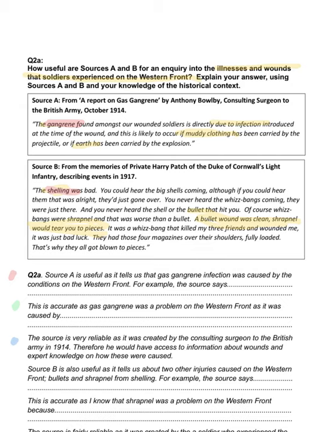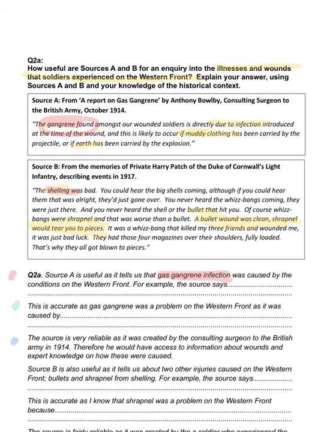So the first bit, we've identified for source A that it tells us that gas gangrene infection was caused by the conditions on the Western Front. So that's just what I've talked about here. Now, what you've got to do is give an example. Quite a few of you just sort of left it there with your assessment. Like, okay, it tells me about the dressing stations, for example, were really busy, or that it took a long time to get to them.